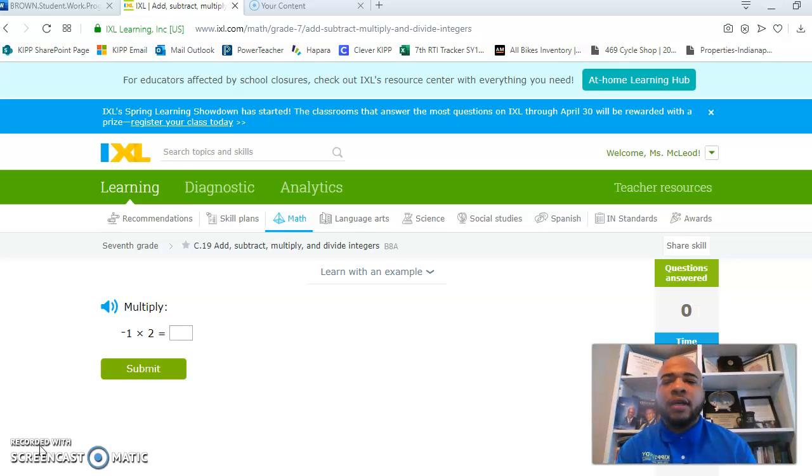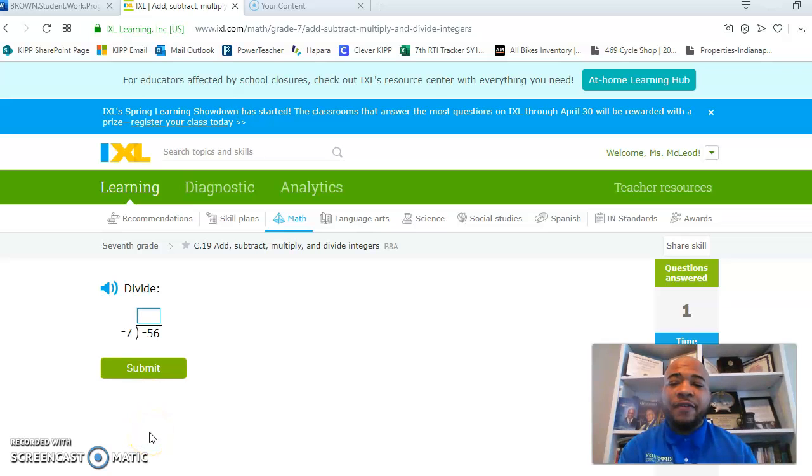So let's look at this. These are really easy equations. We just have to remember our rules. So 1 times 2 will be 2, but it's not just a 1, it's a negative 1. So negative 1 times 2 would be negative 2, I'm sorry. Negative 2. Make sure you count your negative sign. It's going to make the difference in your answer.